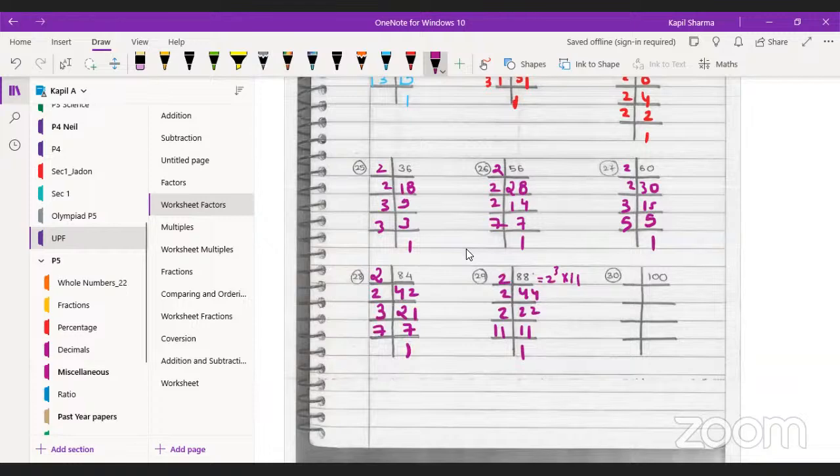Last one. 100. Revat, what are you doing? We're talking about prime factors. So we'll start with 2, then again 2, then 5 and 5. So 100 is 2 square times 5 square. Okay, I hope this is clear. Any questions here?